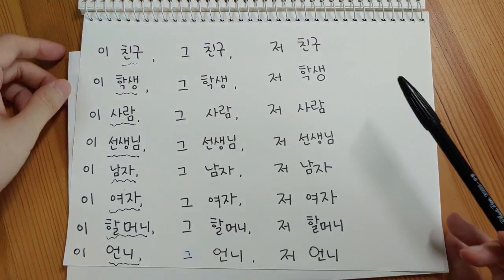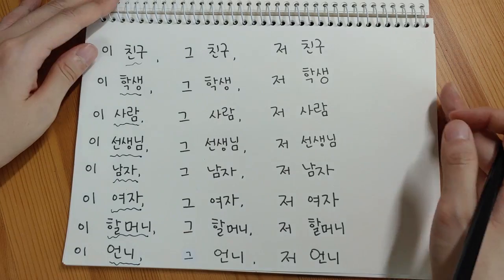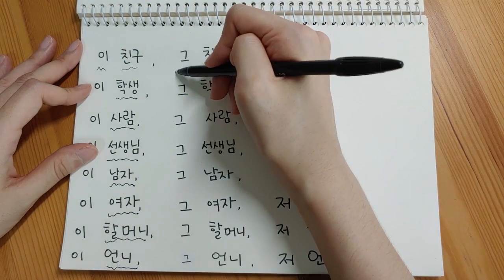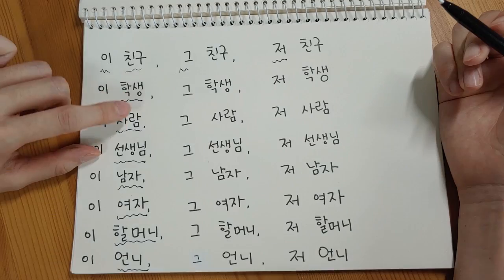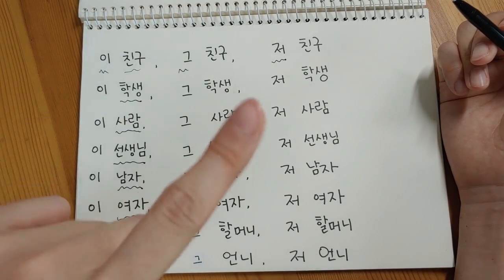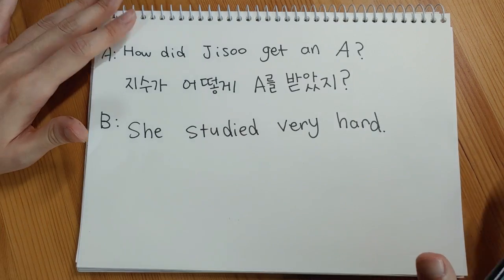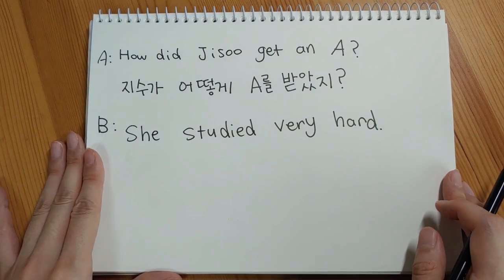You can say he, she, or they. It's really not that difficult. You can just put 이 or 그 or 저, the modifier, and then put whatever noun you can use to refer to the person that you're talking about. So now let's practice with several sentences.